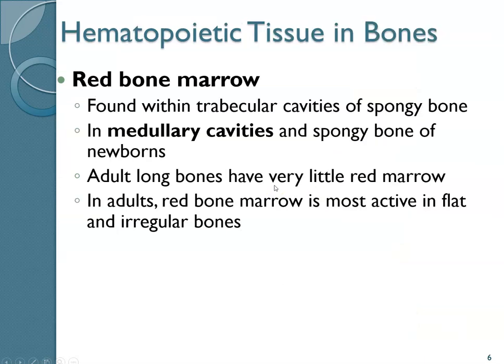Next, we're going to quickly talk about red bone marrow. Red bone marrow is found within the cavity spaces of spongy bone, and in newborns we can also find it in the medullary cavity. In adult bones, long bones have very little red bone marrow. The best place to find red bone marrow is flat bones as well as irregular bones. And if one of us was to donate red bone marrow, the usual place they take it from is the os coxa, a pelvic bone.